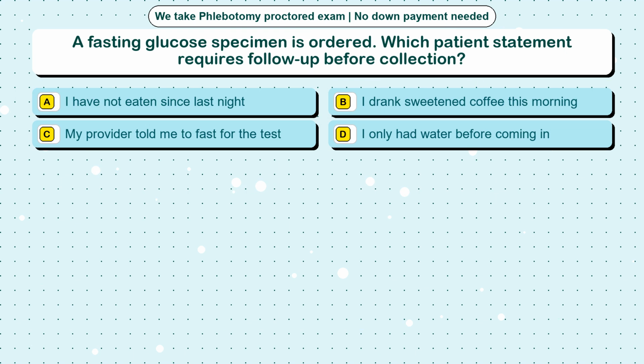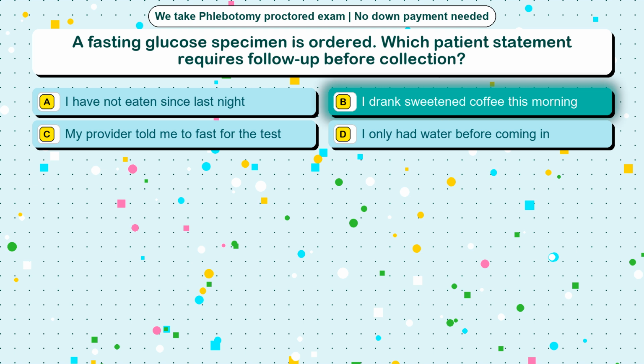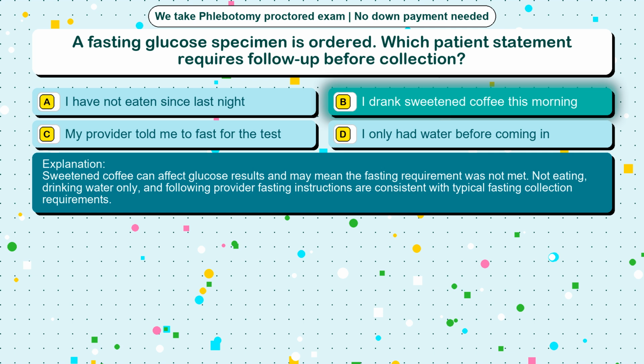Question 93. A fasting glucose specimen is ordered. Which patient statement requires follow-up before collection? Option A. I have not eaten since last night. Option B. I drank sweetened coffee this morning. Option C. My provider told me to fast for the test. Option D. I only had water before coming in. The correct answer is option B. I drank sweetened coffee this morning. Sweetened coffee can affect glucose results and may mean the fasting requirement was not met. Not eating, drinking water only, and following provider fasting instructions are consistent with typical fasting collection requirements.